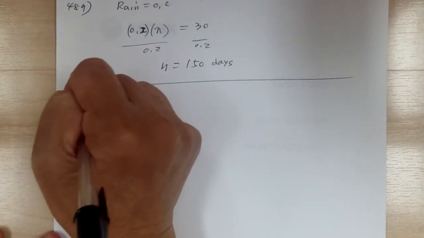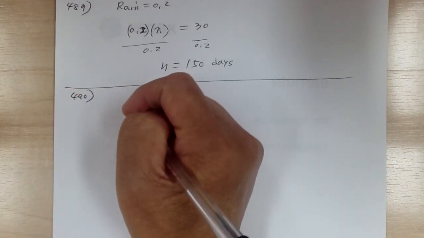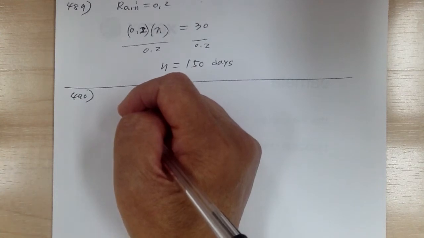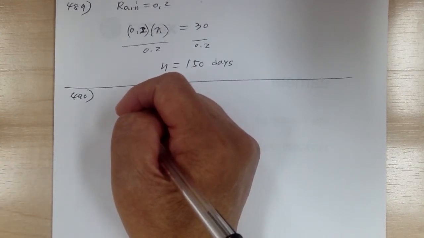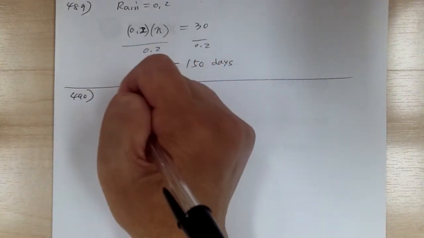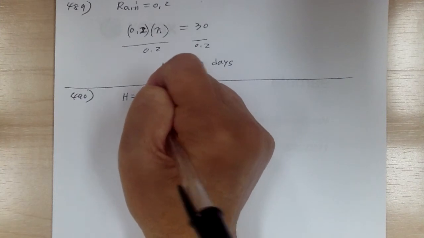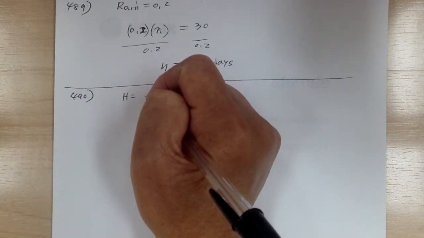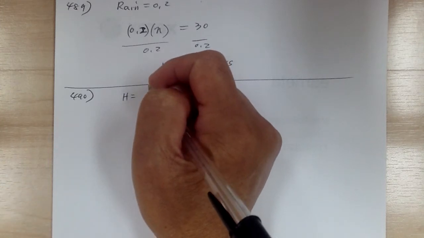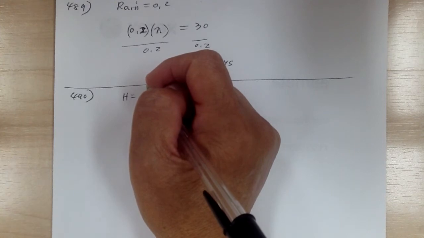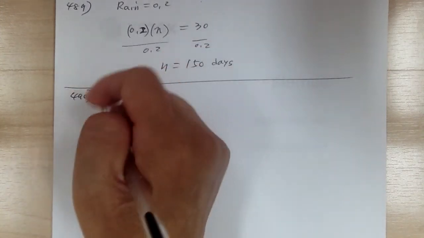Let's go to number 490. It says the probability of a player getting a hit is 3/10. What is the probability that he gets 2 hits in 4 at bats in his next game? Again, this is expected value.